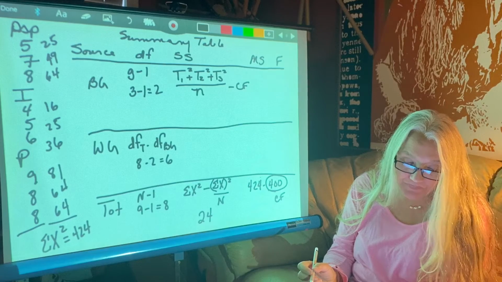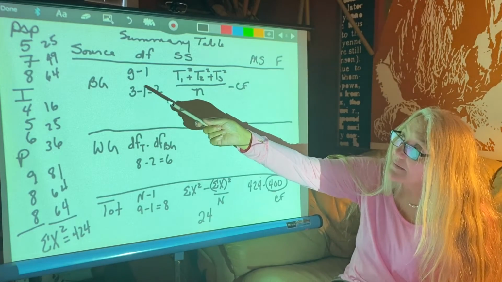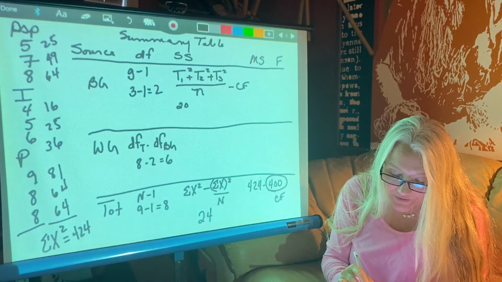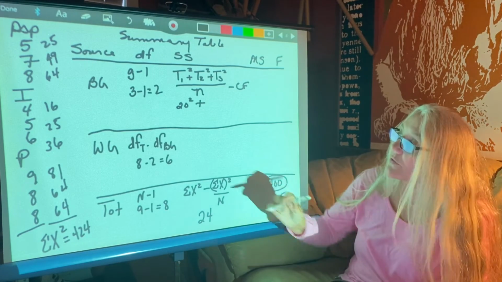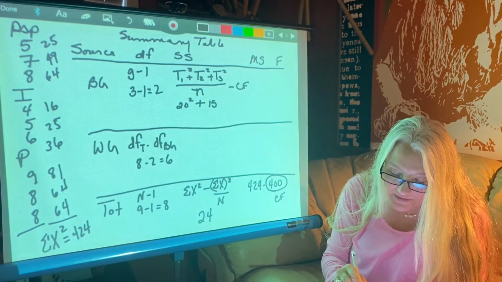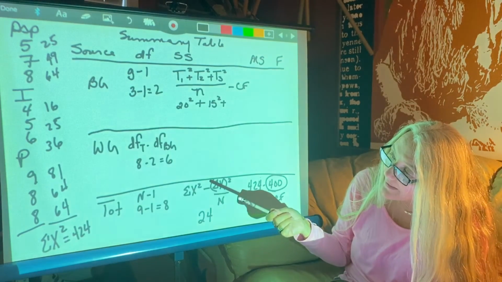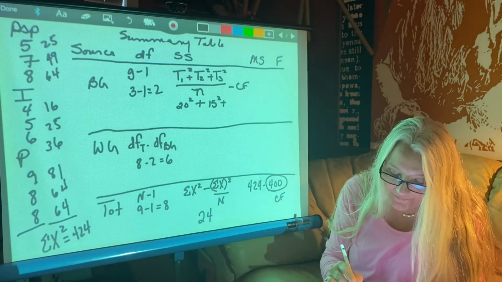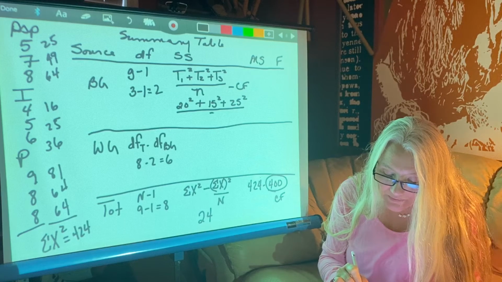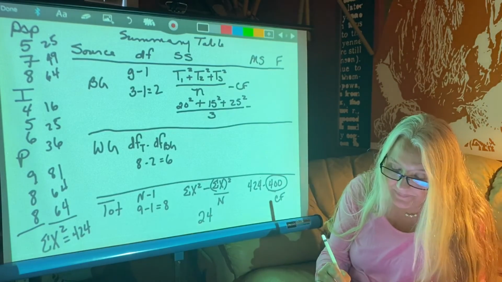So I take the total for group 1, so 8 and 7 is 15, plus 5 is 20, so I get 20 for that first one. Square that, add that to the total for group 2, so 6 and 5 is 11, and 4 is 15, so 15 squared, add that to group 3, so 8 and 8 is 16, and 9 is 25, so add that squared. Divide by the number of scores that went into each total, and subtract off this correction factor right here, 400.